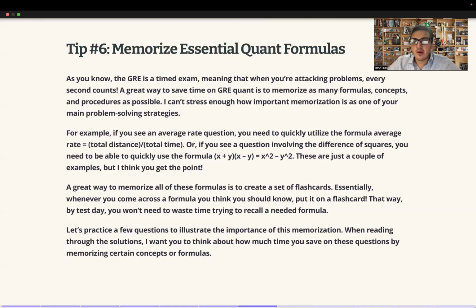A great way to memorize all these formulas is a set of flashcards. Essentially, whenever you come across a formula you think you should know, just put it on a flashcard. That way, by test day, you won't need to waste any time trying to recall a needed formula. Let's practice through a few questions to illustrate the importance of memorization.